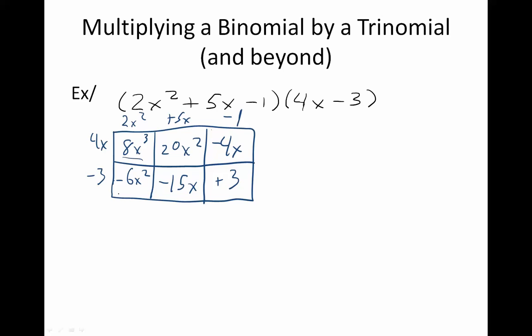So here we have 8x cubed. And then check out how my x squareds kind of line up on there. So I'm just going to write down plus 14x squared. And then that makes negative 19x. And then finally plus 3.